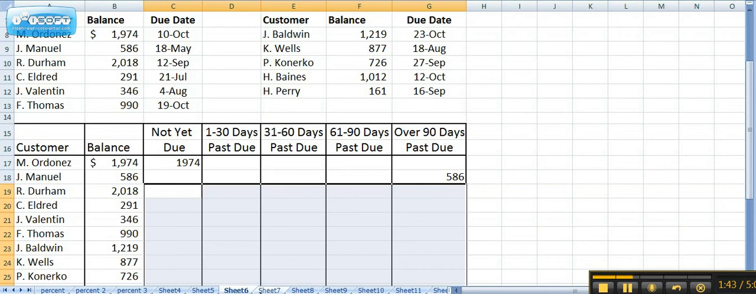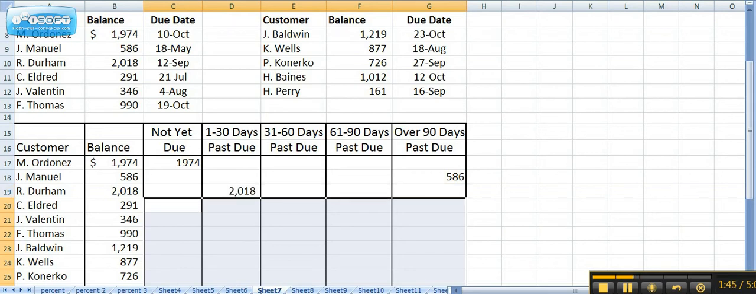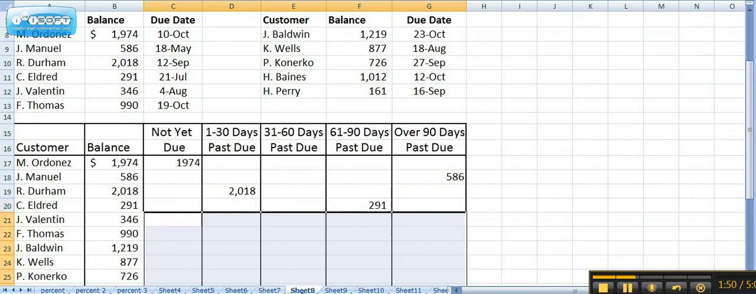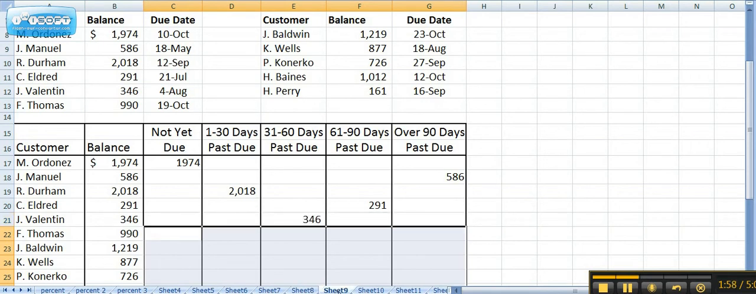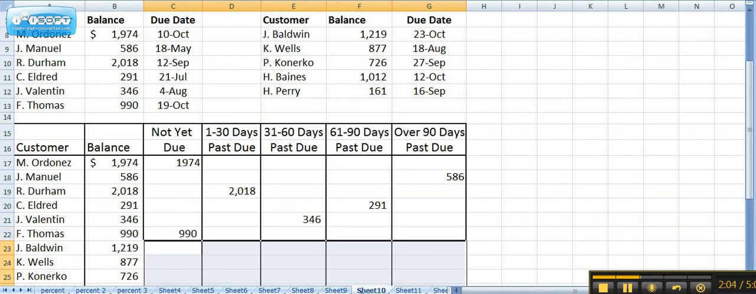Durham was due September 12th, so that's 1 to 30 days past due. Eldred was due July 21st, so that's 61 to 90 days past due. Valentine was due August 4th, so that's 31 to 60 days past due. Thomas was due on October 19th, or it will be due on October 19th, so it hasn't come due yet. We put it in not yet due.